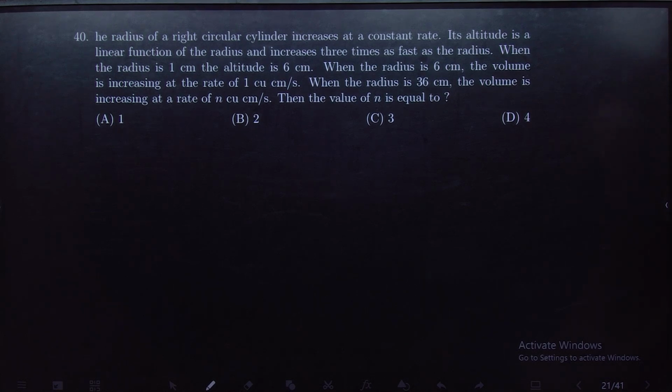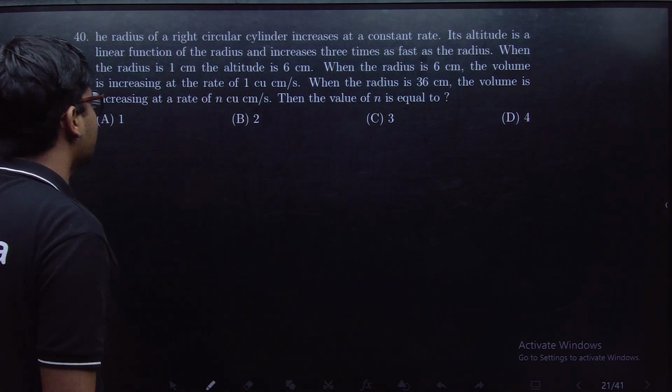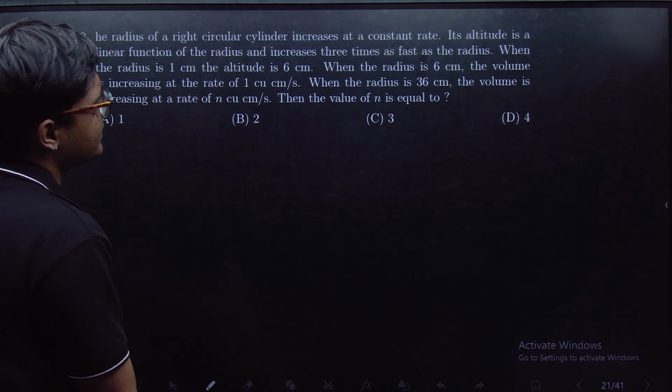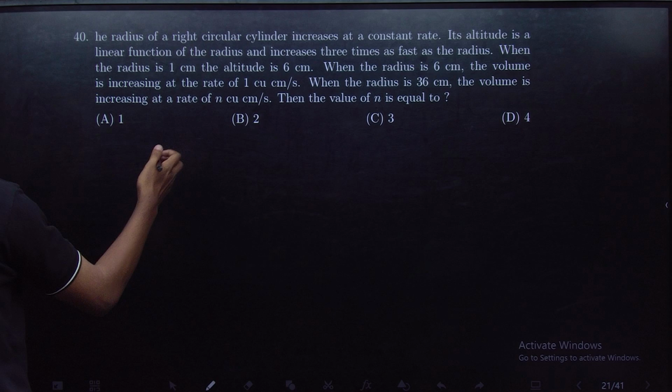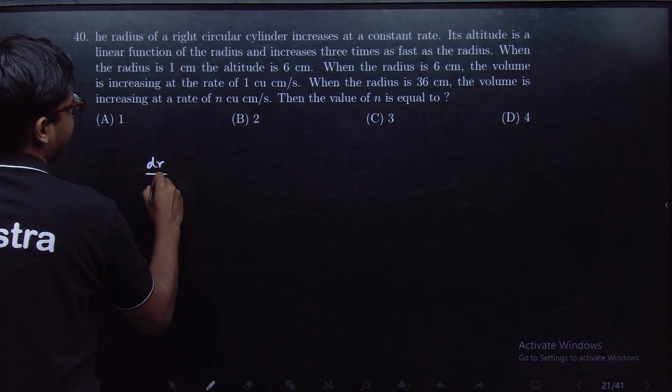So what we have here is the radius of a right circular cylinder increases at a constant rate. Its altitude is a linear function of the radius and increases 3 times as fast as the radius, okay? So let's write down this information. So the rate of increase of the radius is a constant, right?